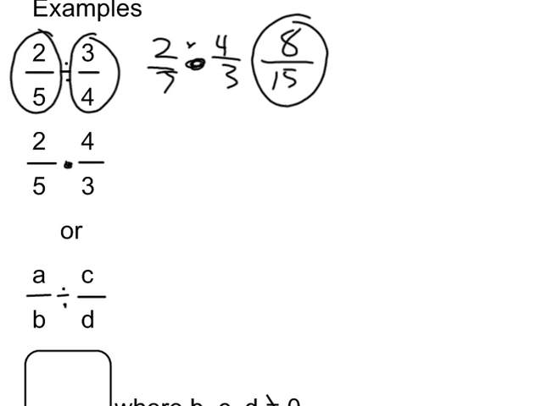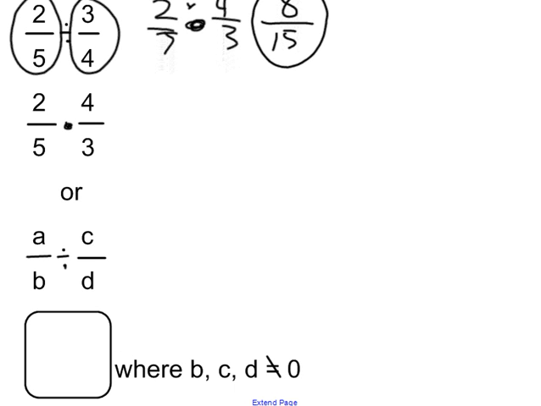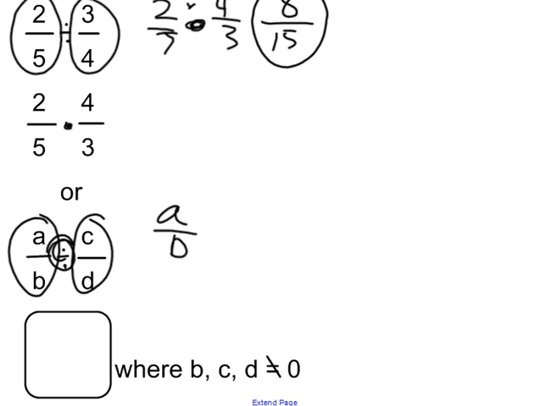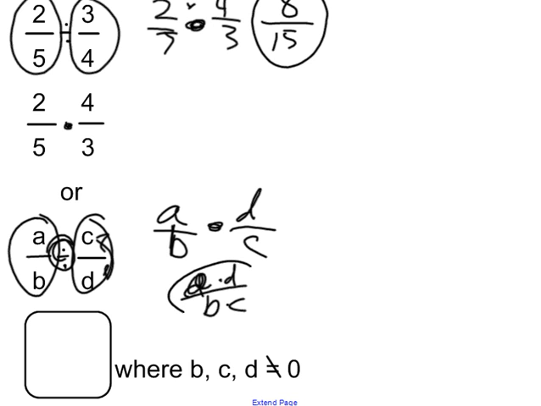In algebra terms, we can say that a fraction a over b divided by c over d is the same thing as saying a over b times d over c. See, I just flipped these two around. I took its reciprocal, and of course the product of those two would be a times d over b times c.